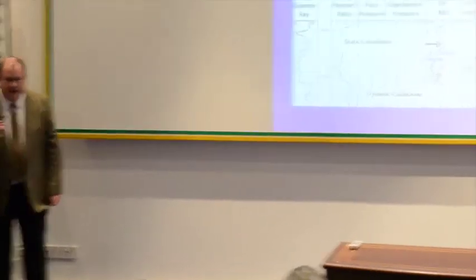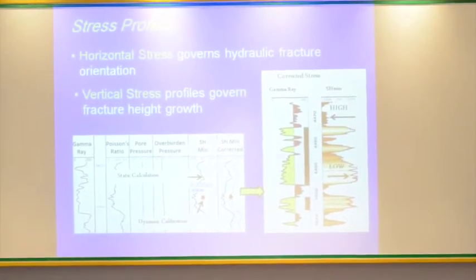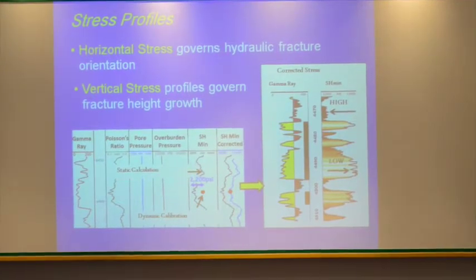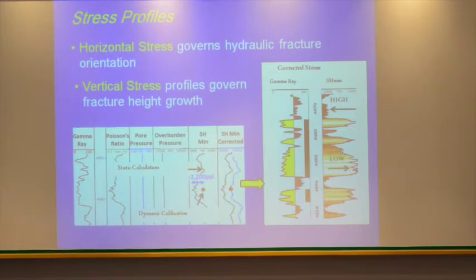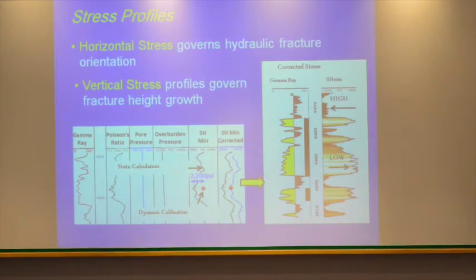So I talked a little bit about poroelastic equations, and we could give a whole hour talk on stress profiling, but there's two pieces that you really need to be aware of if you're moving beyond volumetrics in unconventionals. You need to know the horizontal stress, which really governs the hydraulic fracture orientation, and you need to know the vertical stress, which governs the fracture height growth. And these things hold true whether you're in a vertical well or in a horizontal well. They're very difficult to understand.